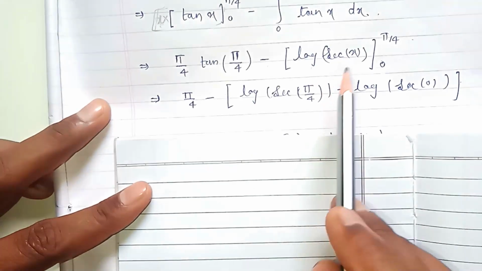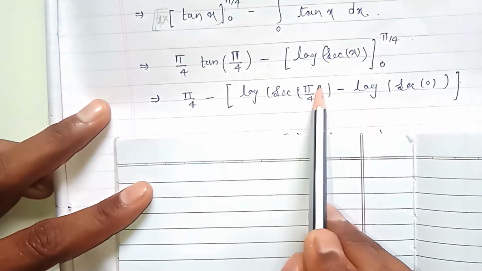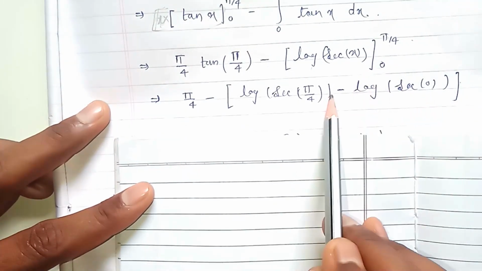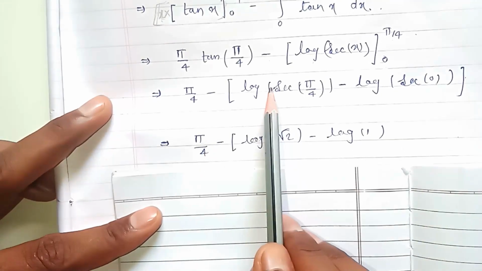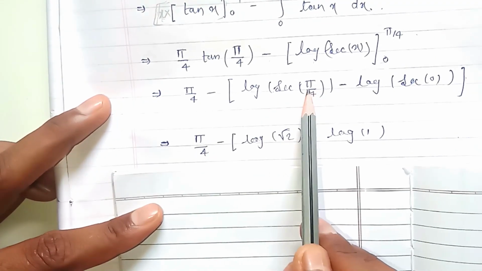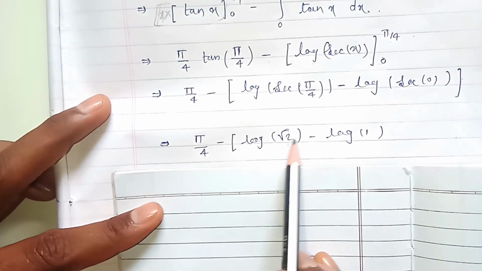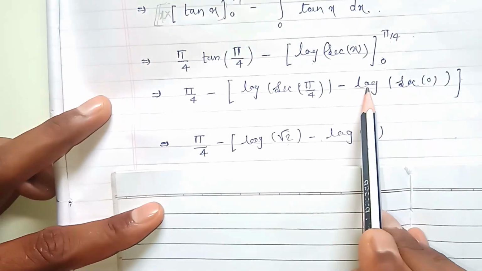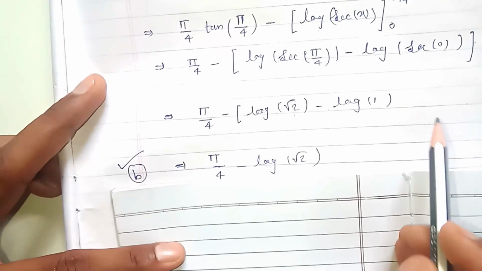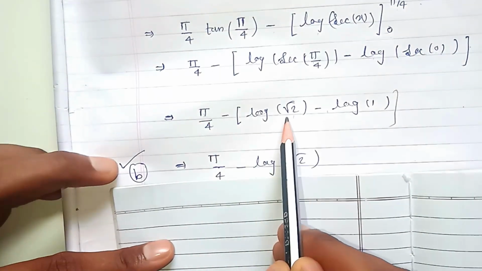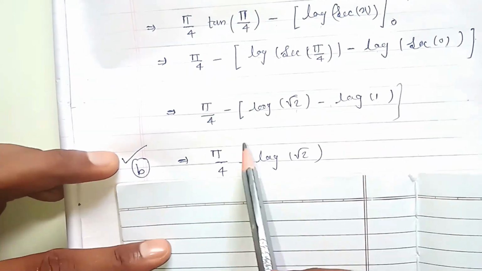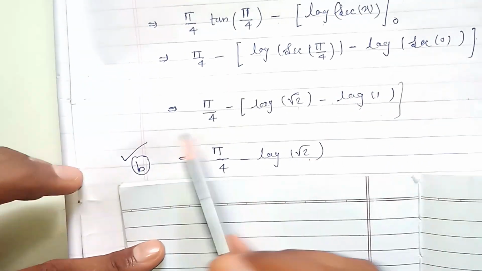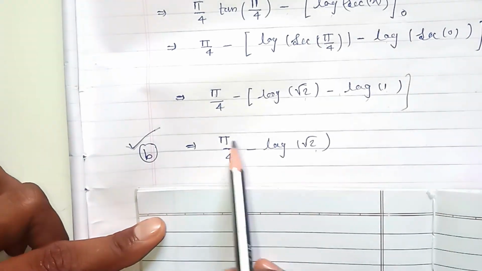So for log of sec x, we have to substitute pi by 4 and 0. That means log of sec of pi by 4 minus log of sec of 0, with a subtraction here. So pi by 4 as it is, log of sec pi by 4, that means sec 45, which gives root 2, minus sec 0. Sec 0 is 1, and log of 1 gives the value 0. So I got the step pi by 4 minus log root 2 minus log 1. Log 1 has value 0, so it doesn't affect our solution. So the leftover value is pi by 4 minus log root 2, which is given in our option number B. So our correct option is pi by 4 minus log root 2.